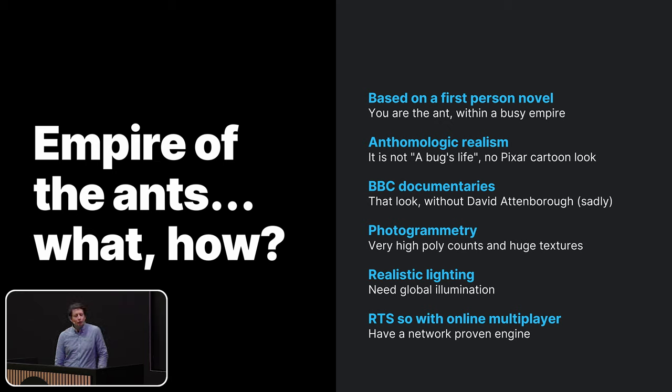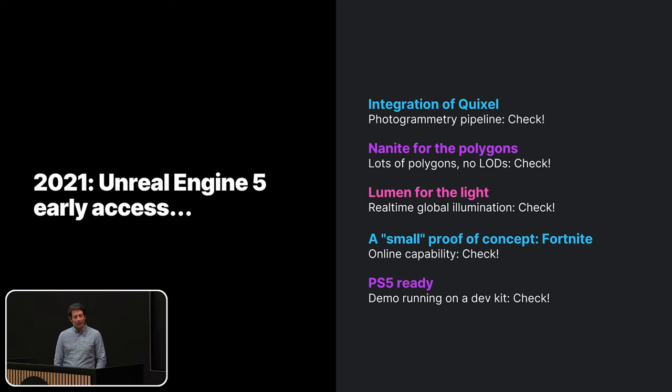So we decided to go for photogrammetry. Photogrammetry is not a light decision. It means very high polygon count, huge textures, and you also need realistic lighting, which means you need global illumination. Okay, but that's going to be an RTS. So we are also going to have online multiplayer, which means we need to have a network engine that is proven. And that was in 2021.